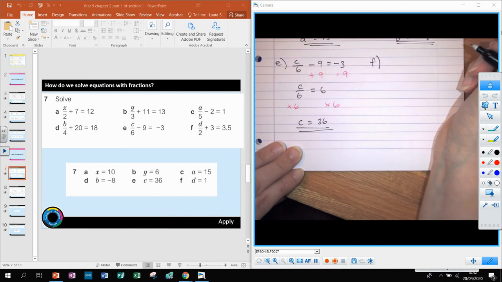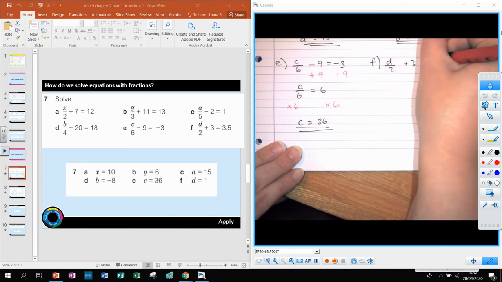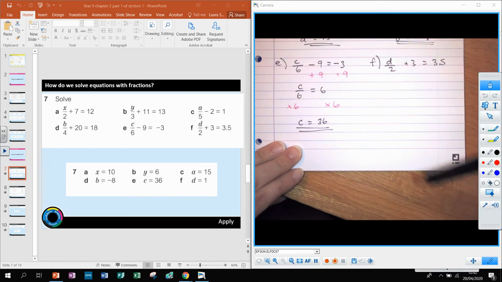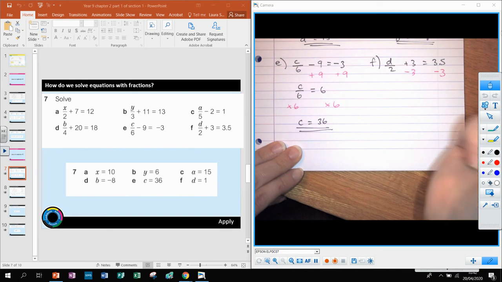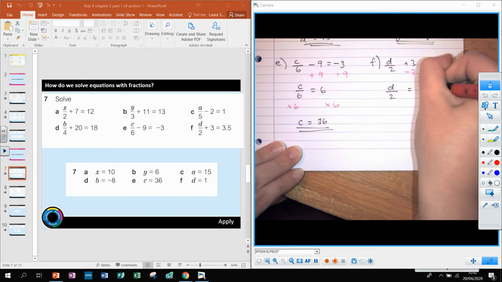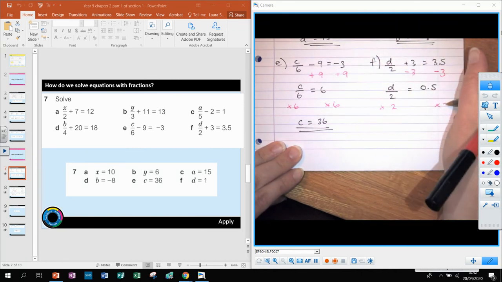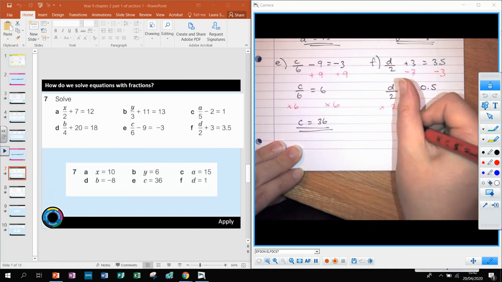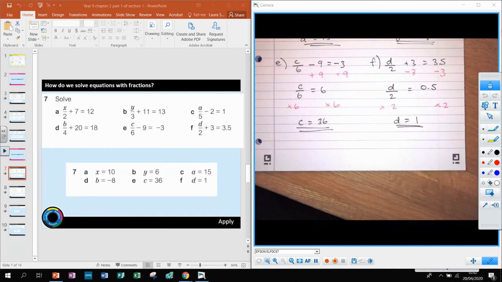And finally, for part F, we have d over 2 plus the 3 is equal to 3.5. We are going to take away the 3, and that is going to give us d over 2 is equal to 0.5. We then multiply by 2, and 2 halves make a whole, so d is equal to 1. Okay, excellent work.